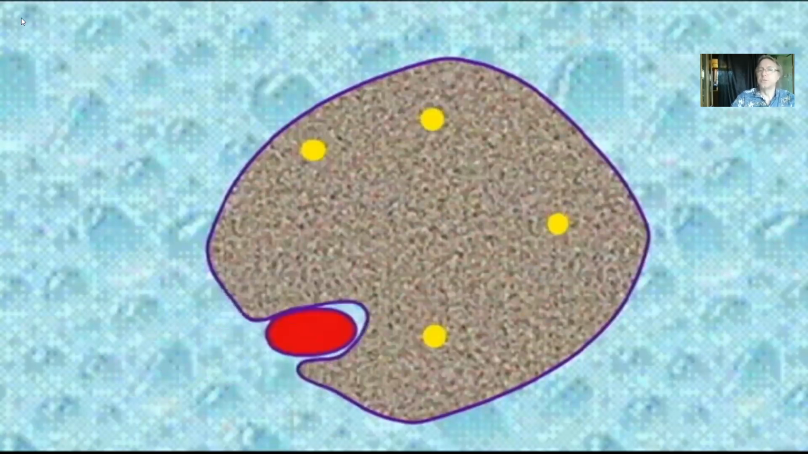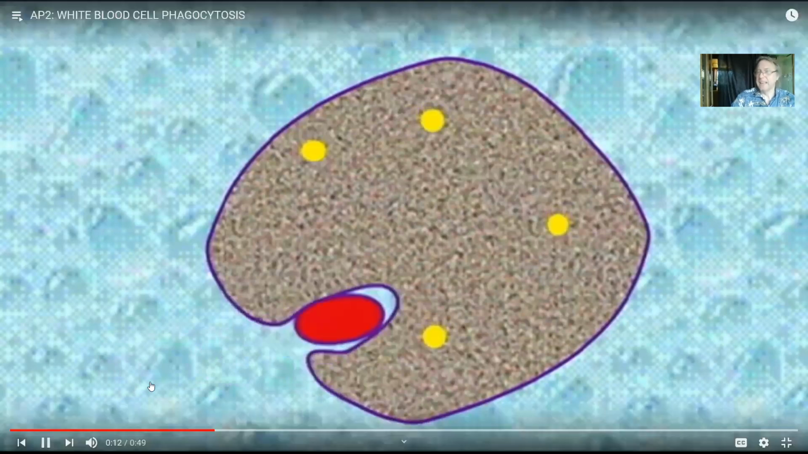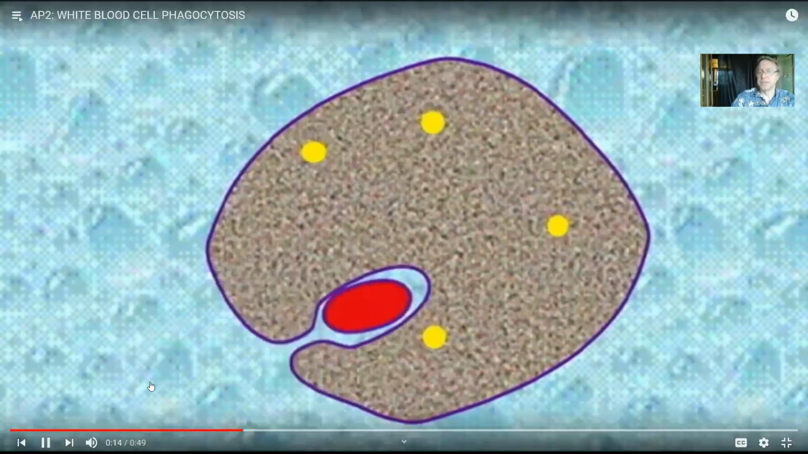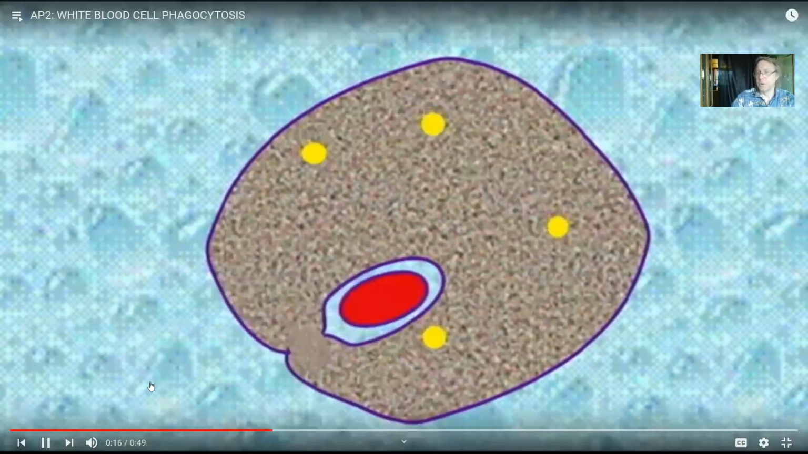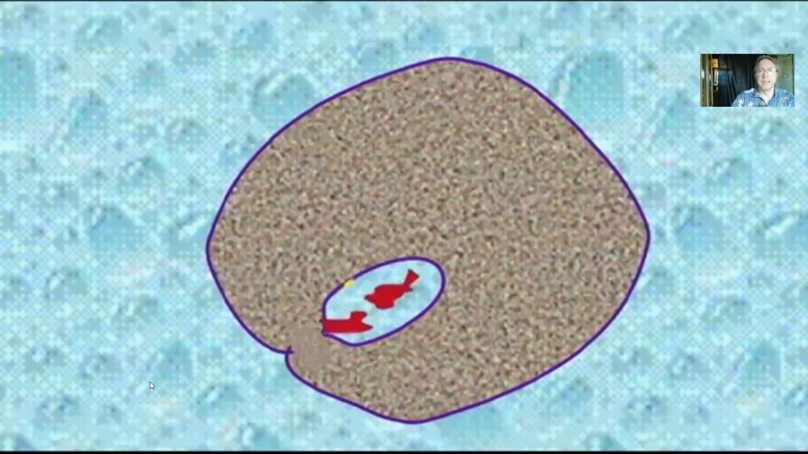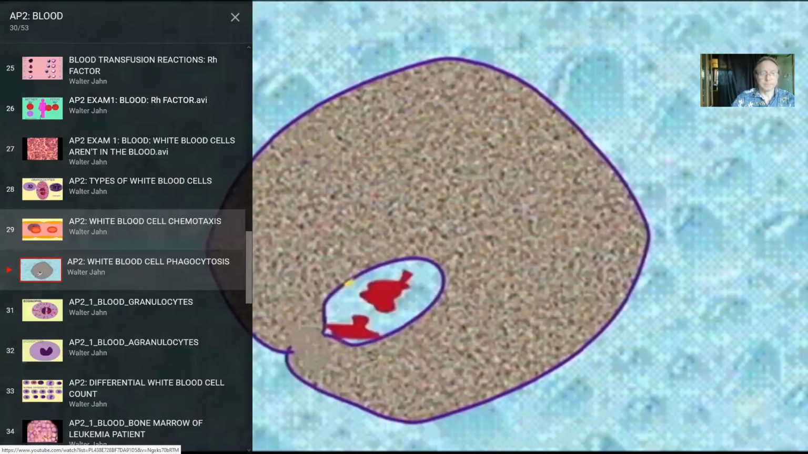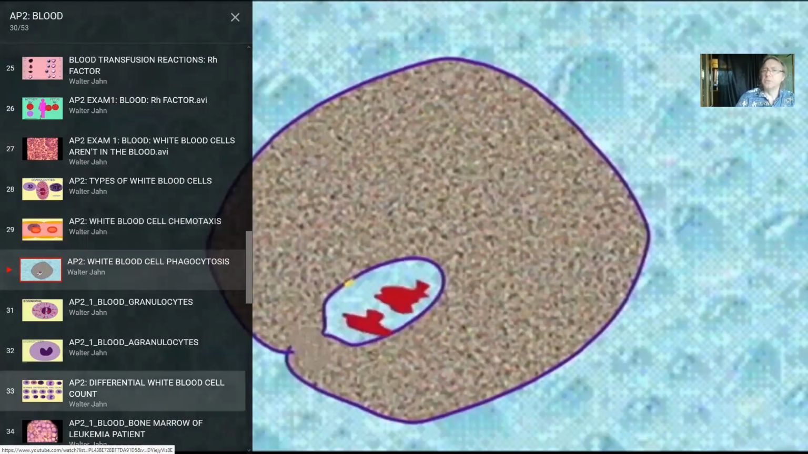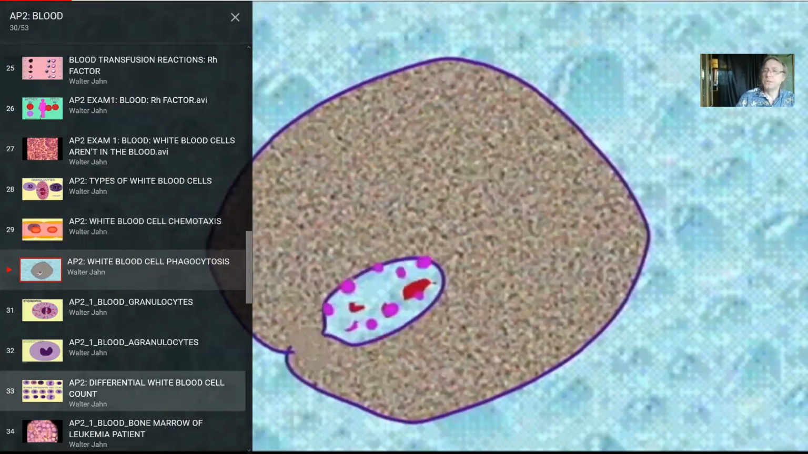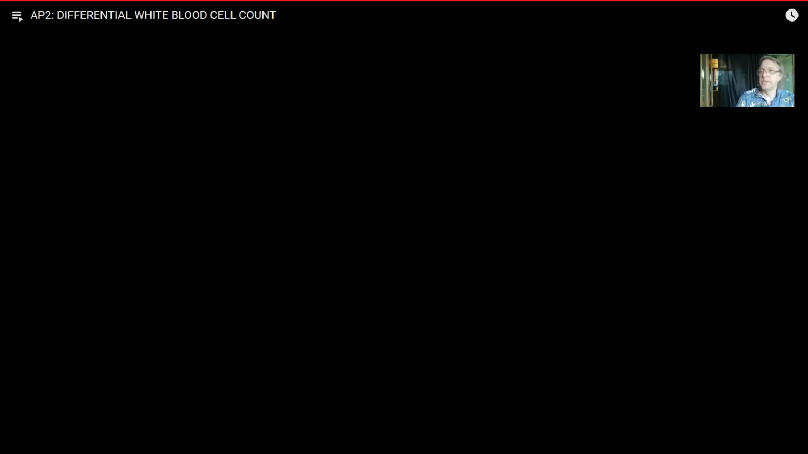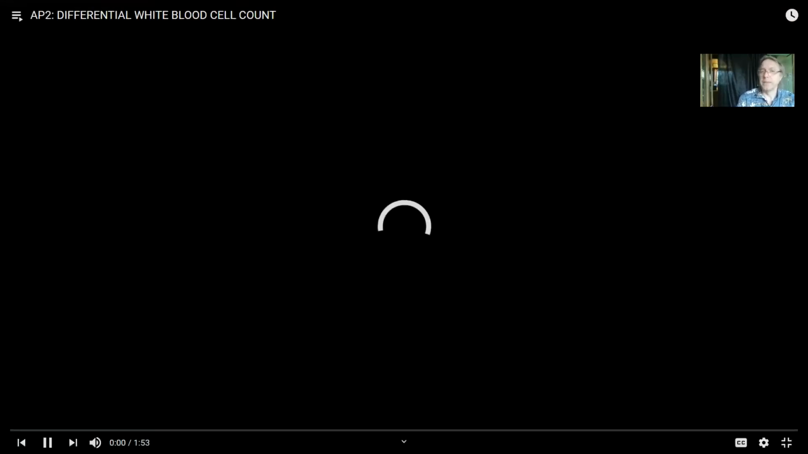And then those granules, which you saw, can contain the digestive enzymes, which rip the microbe apart and can destroy it. White blood cells also promote inflammation. They can induce fever. So they have a number of different roles in the immune system.